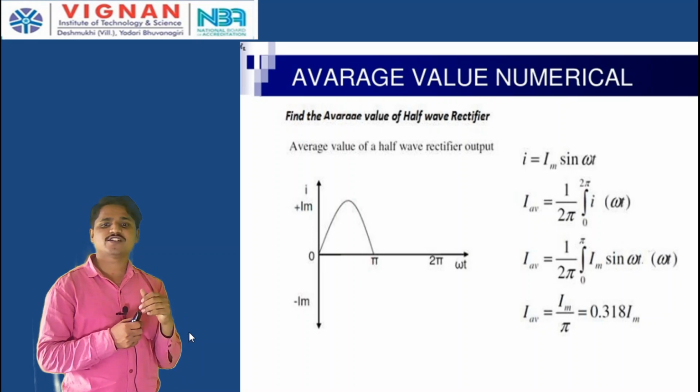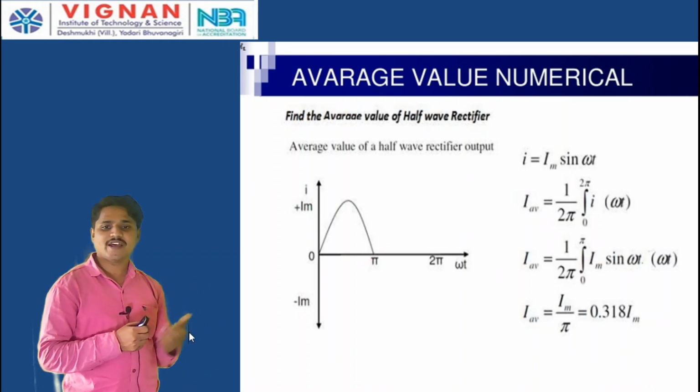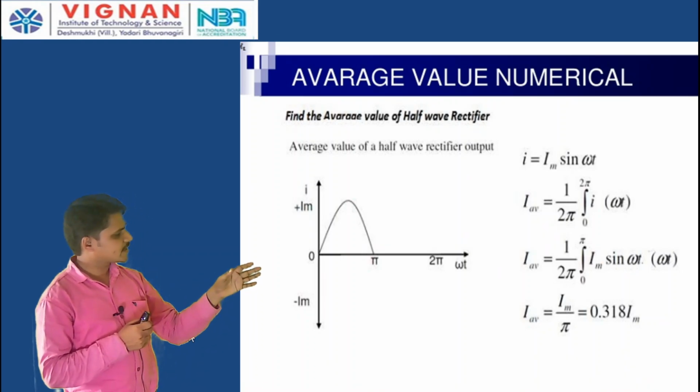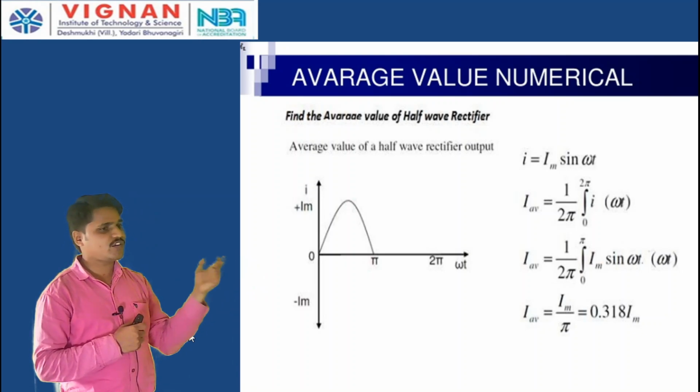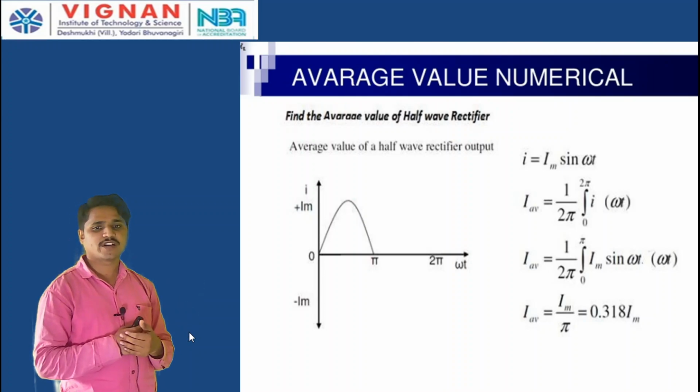So, you substitute I is equal to Im sin omega t, therefore, I average is equal to 1 by 2 pi integral of 0 to 2 pi, Im sin omega t. Now, what is sin omega t integration? Again, minus cos omega t. Write down the Im by pi outside, minus cos omega t.